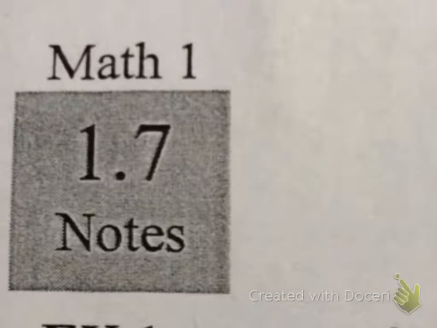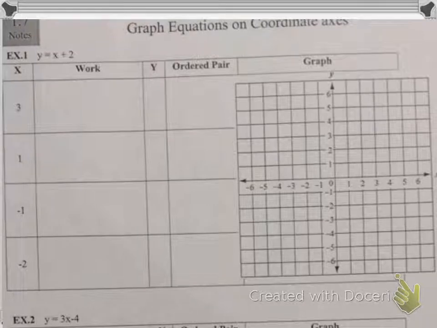This is Note-Taking Guide 1.7 for Math 1. Today we're going to talk about graphing equations on a coordinate axis or coordinate plane. I'm going to teach you how to do it today by writing a t-table. I have these worksheets prepared for you so that you can just put it in.